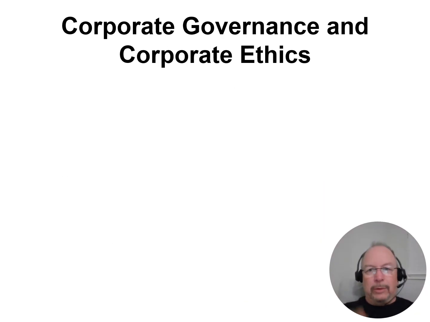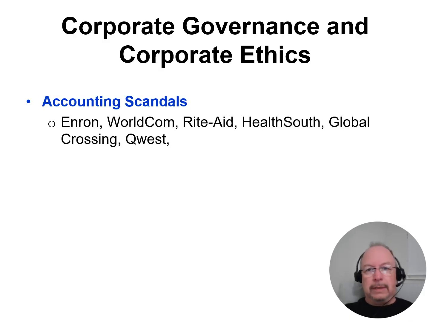In this part of our exploration of corporate governance and corporate ethics, we will highlight some of the most infamous corporate scandals in recent history and discuss the implications for corporate governance. The list of companies like Enron, WorldCom, Rite Aid, HealthSouth, and Global Crossing, among others, serves as a sobering reminder of the consequences of poor corporate governance and unethical accounting practices.